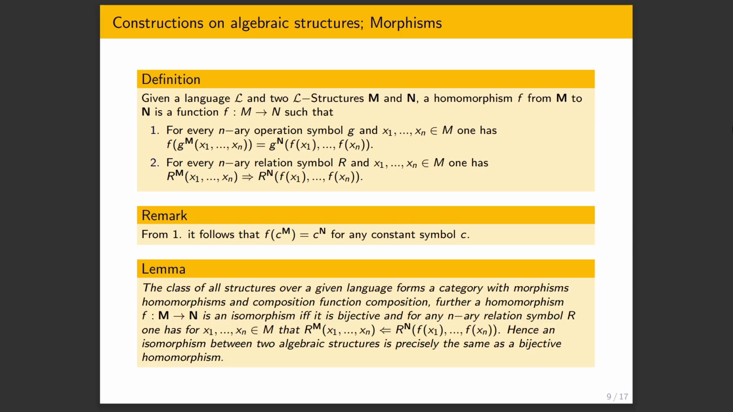And here's a small lemma. First of all, now we have the data of morphisms. Now we can make structures of our language into a category. And now we can speak of isomorphisms, monomorphisms, etc.